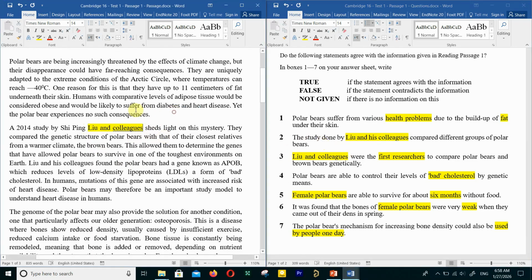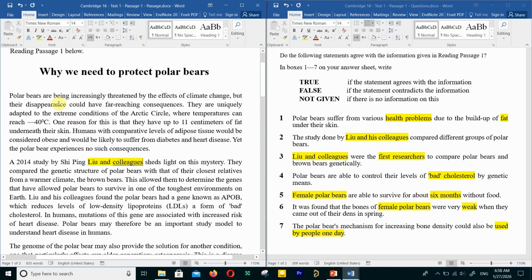Maybe question 1, you can find it in paragraph 1. So bearing this in your mind, you're going to read paragraph 1 more carefully, because maybe the information relating to health problems and fat, you can find it in paragraph 1.